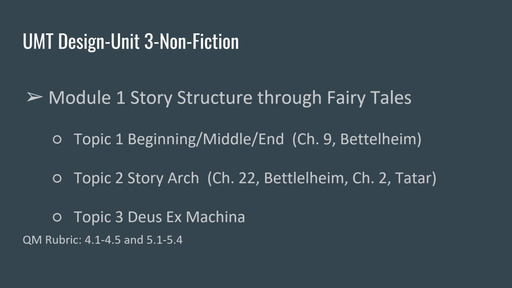This course is designed using the Unit Module Topic Design, or UMT design. The particular unit that is used in this presentation is Unit 3, Nonfiction. Module 1 looks at story structure through fairy tales. Topic 1 looks at the beginning, middle, and end of stories, and this is supported by Chapter 9 in Bettelheim. Topic 2 looks at the story arch, and this is supported by Chapter 22 in Bettelheim and Chapter 2 in Tatar. Topic 3 is the Deus Ex Machina, which is supported by Greek mythology and literature. This aligns with the QM rubric sections 4 and 5.